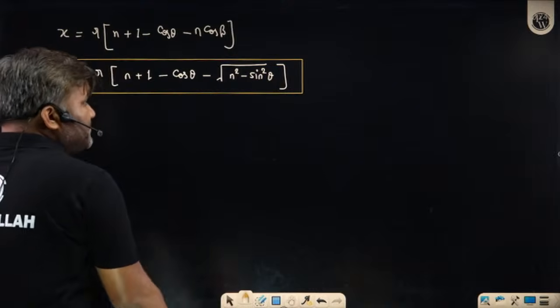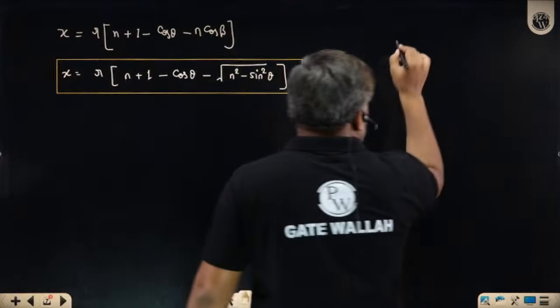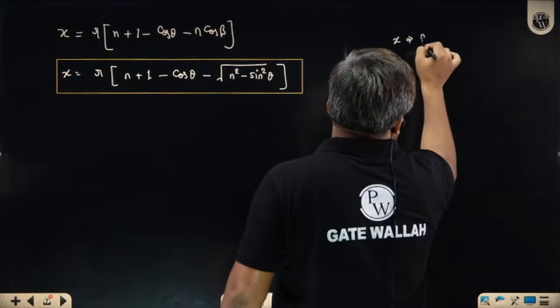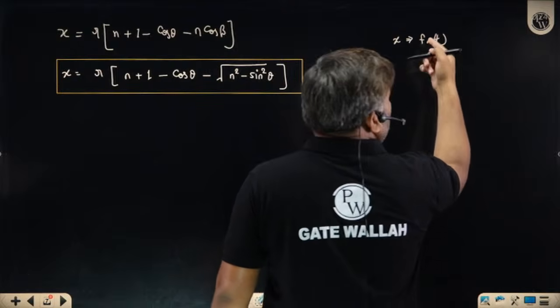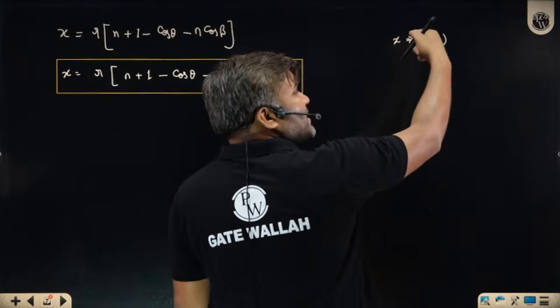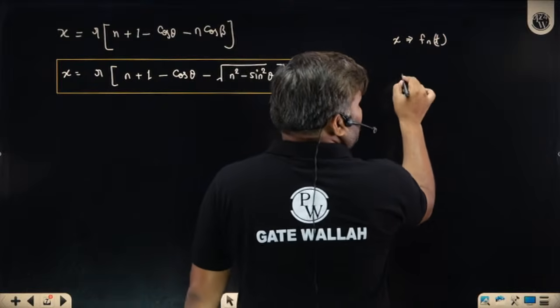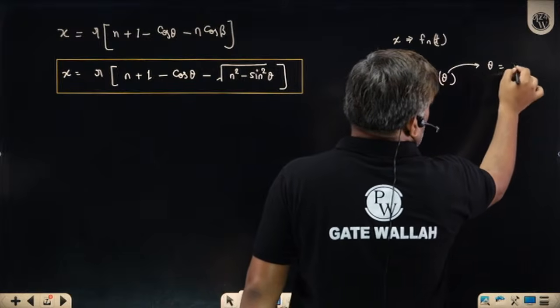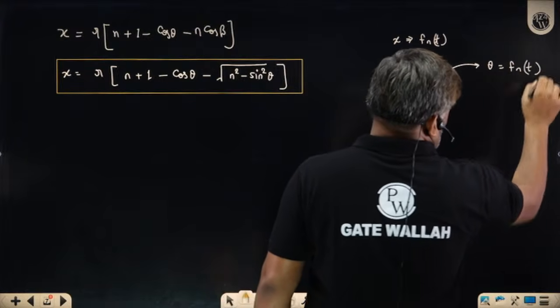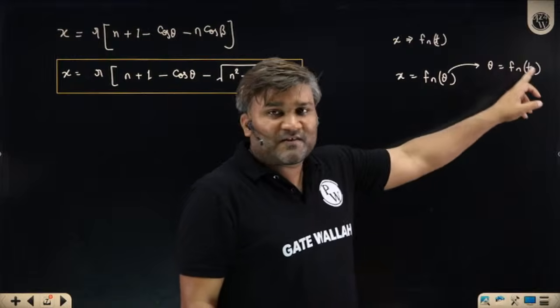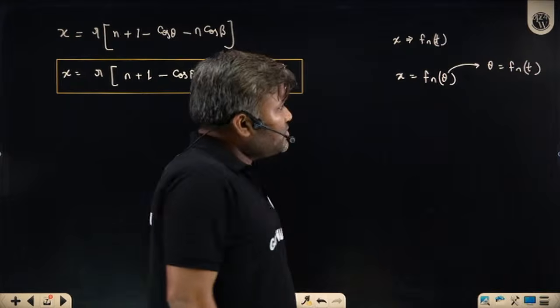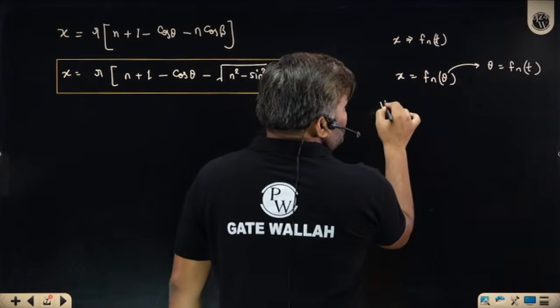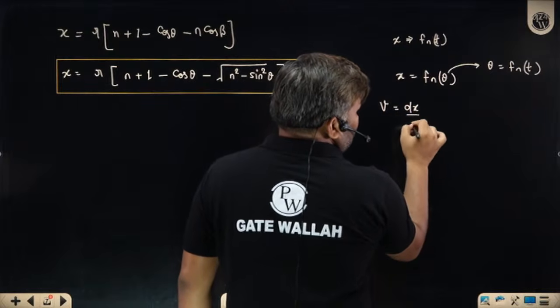So this was your aim. I wanted to find out x as a function of time t. But sir, instead of writing in terms of time t, I have easily written x as a function of theta. Theta is a function of time t. Can I say x is an indirect function of time t? So in this situation, velocity is actually dx by dt.